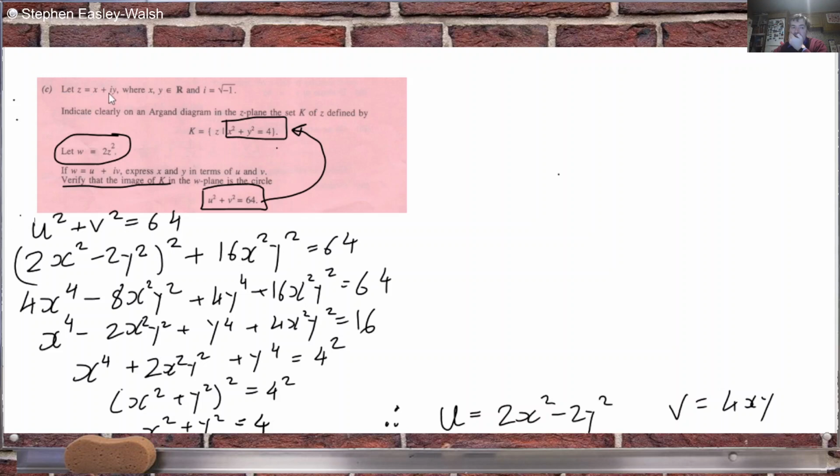Z is x plus iy. So it has the squares in it. So yeah, unless it's a typo, it's gonna be one heck of an equation.